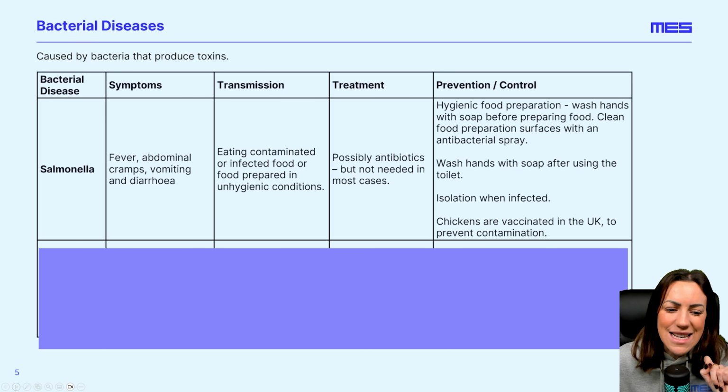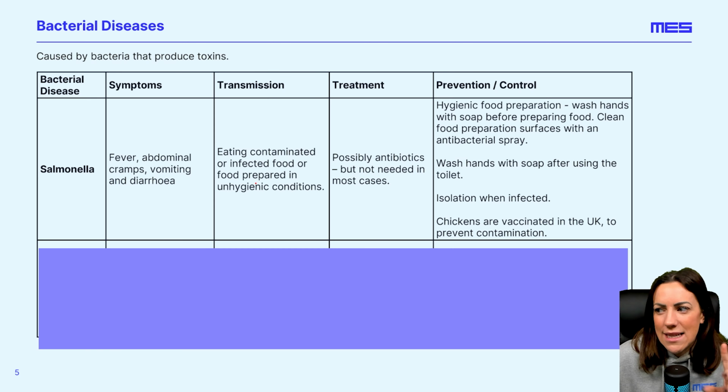The first one is salmonella, which you may have had. Symptoms of salmonella: fever, so again, high temperature, abdominal cramps, vomiting, sickness, diarrhea. It's all those symptoms of food poisoning, right?